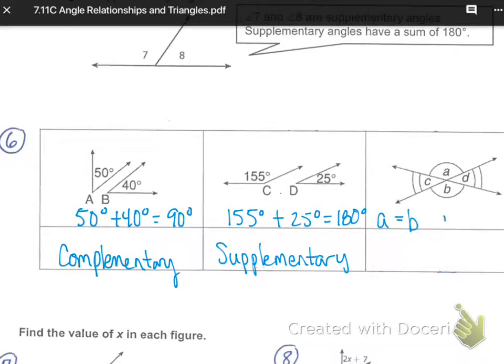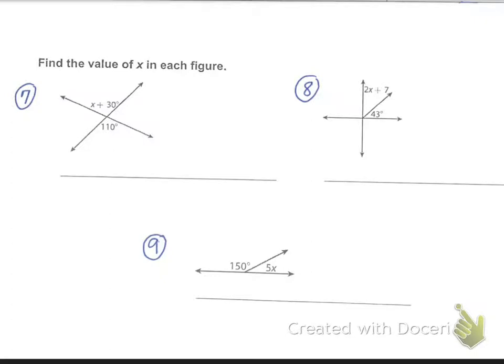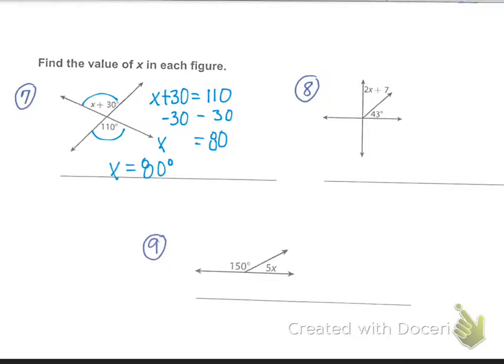Then we have A equals B and C equals D. Well, that's vertical angles. They're up and down from each other. Vertical. So let's do a few examples on this. So we have these two angles. They're vertical. They're up and down. We have x plus 30, which means they're equal. So we have x plus 30 equals 110. We subtract 30. We get x equals 80. So x equals 80 degrees.